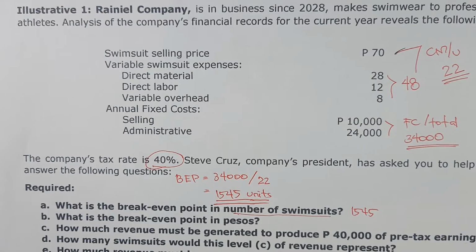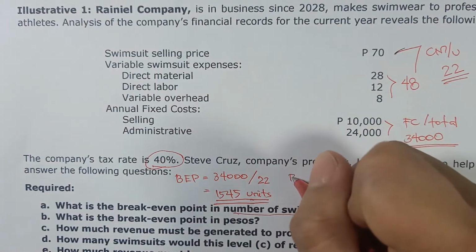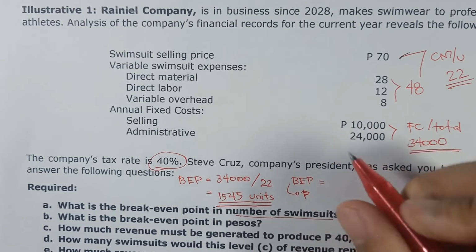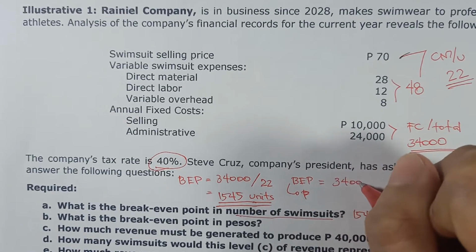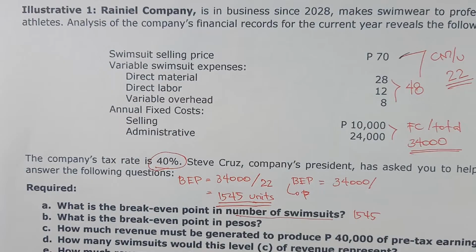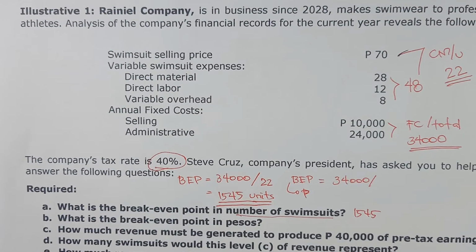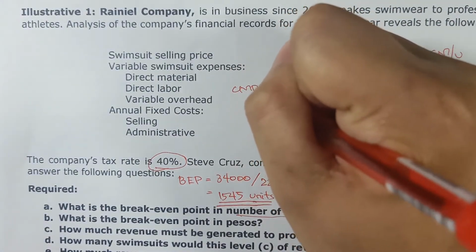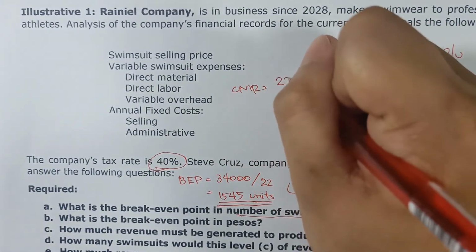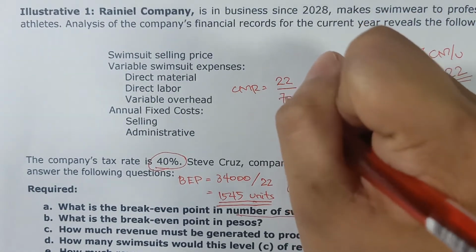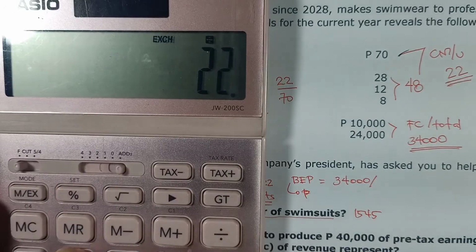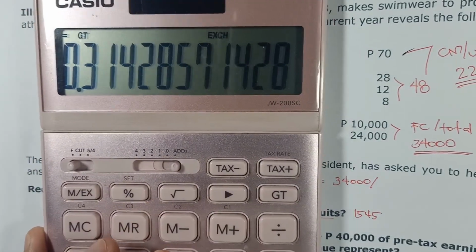Ano ba? Requirement letter B, what's the break-even point in pesos? Sabi natin kanina, kapag pesos na or in peso sales na ang ating pinag-uusapan, same computation pa rin. 34,000, it's just that the denominator will be the contribution margin ratio. And paano nga yun ulit makompute? Contribution margin ratio is just equal to the contribution margin per unit divided by the selling price per unit. So, 22 divided by 70 is actually equal to 31.43%.